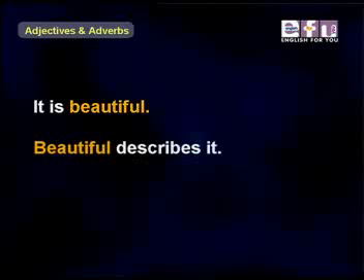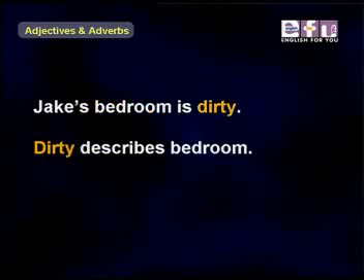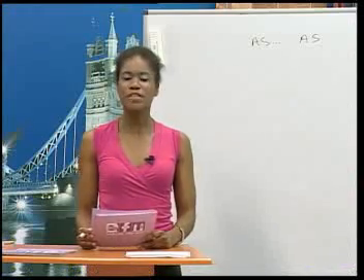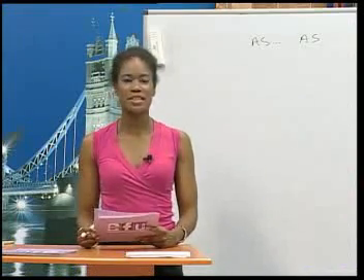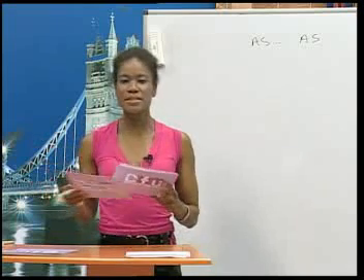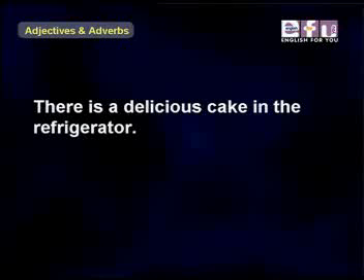Okay, beautiful describes it. So in this example, it is following the verb to be. Jake's bedroom is dirty. Dirty describes bedroom. So again, the adjective is following the verb to be. Next example. There is a delicious cake in the refrigerator.